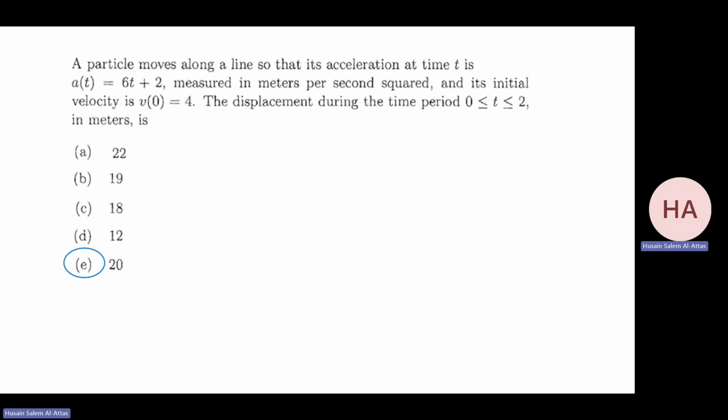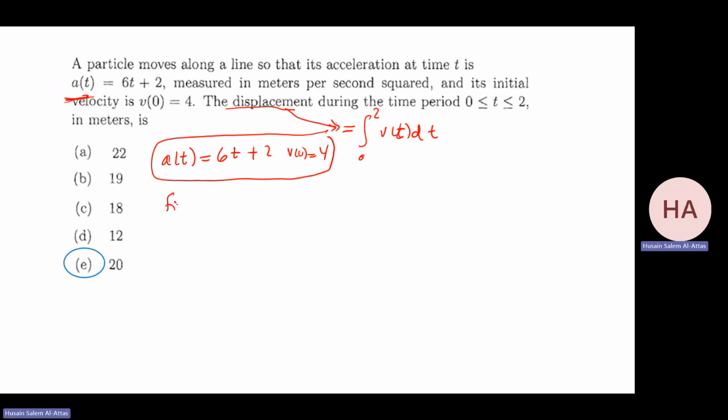Particle moves in this. This is what? Acceleration. He gave me the acceleration. He wants the displacement. Displacement is the integral from 0 to t of v of t dt. But I don't have v of t. I have a of t. A of t is 6t plus 2, and I have v at 0 equal 4. Displacement is this. I will use these two to find v of t. So what will be v of t?